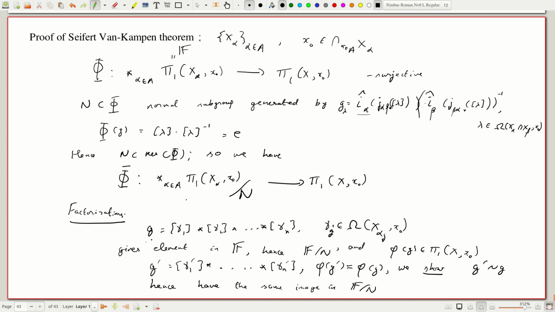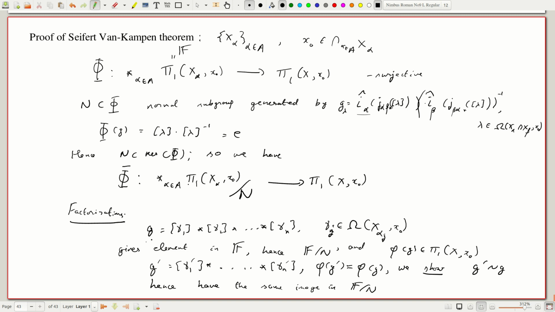If the images coincide, which they have to if the elements have the same images under phi bar, then we show the factorizations are equivalent, and so we show the elements that they started with are the same. Okay, so this was again the structure of the proof.